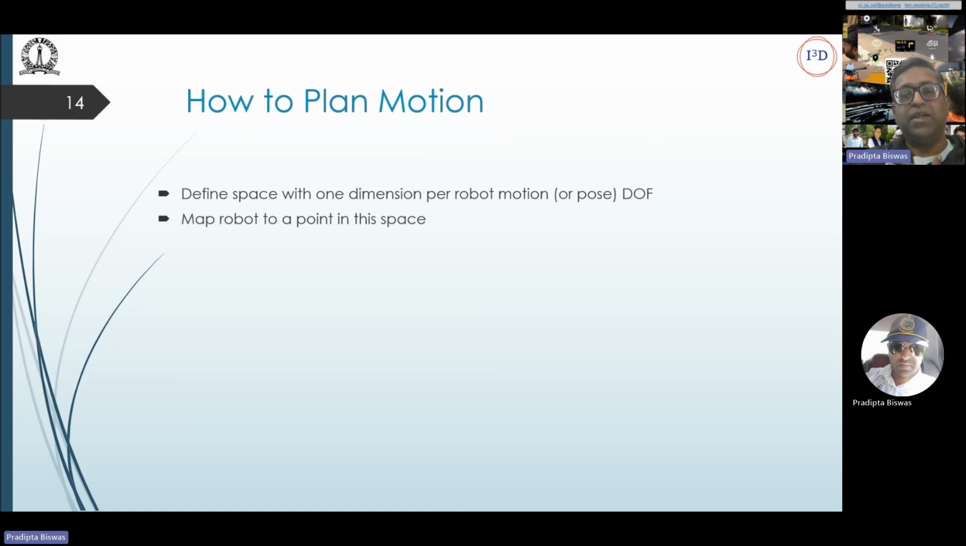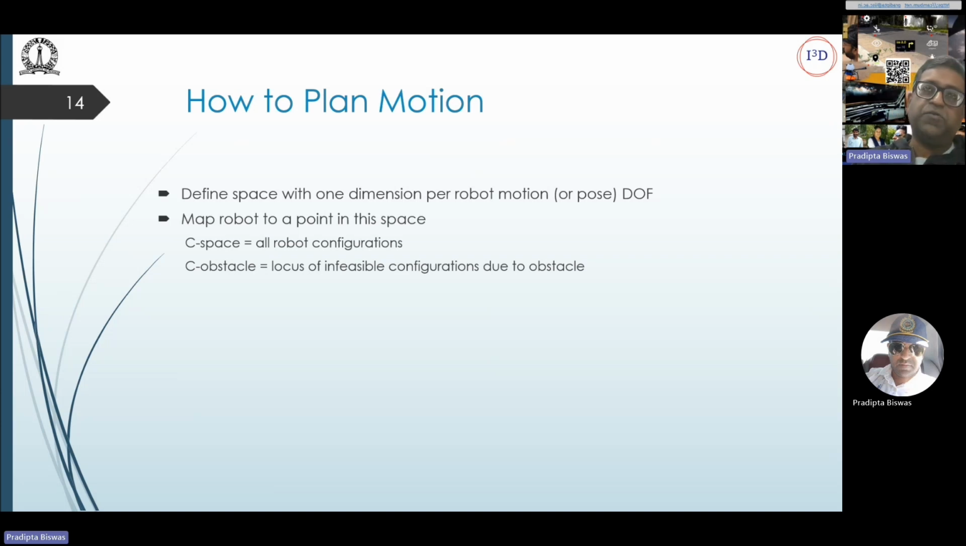And that is one advantage of configuration space: I need not separately solve the problem for translation and rotation. I can represent all configurations by a single point. The C space, or configuration space, consists of all possible configurations of the robot, and the obstacle space is the locus of the infeasible configurations. It is due to either an obstacle or the structure of the robot itself.